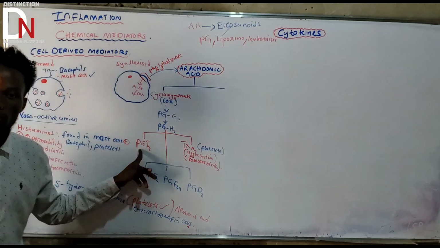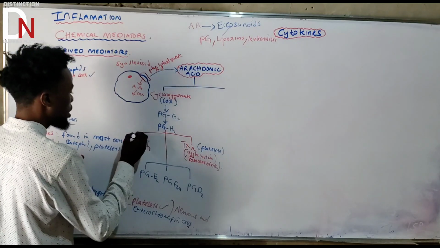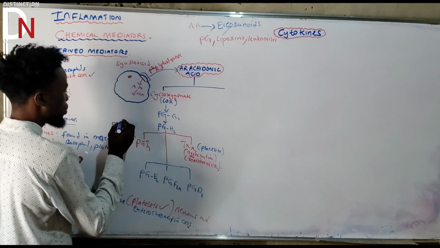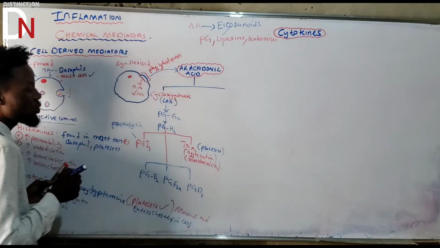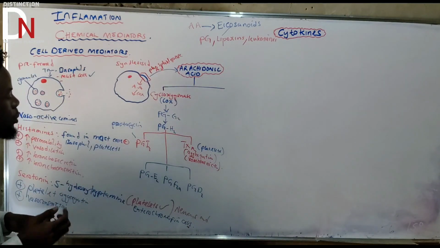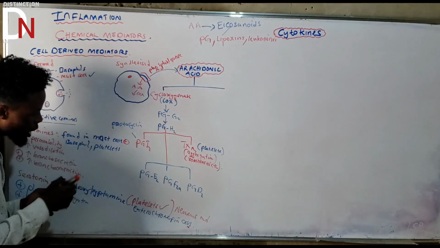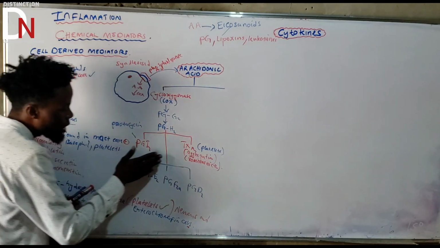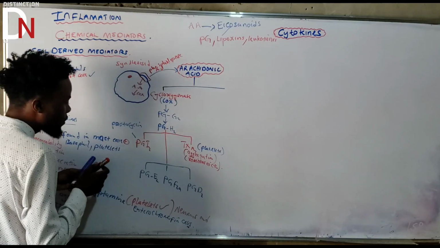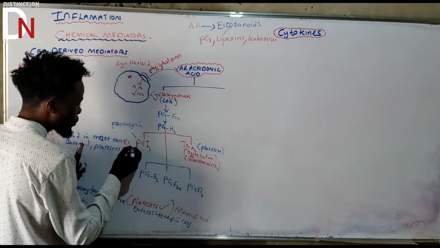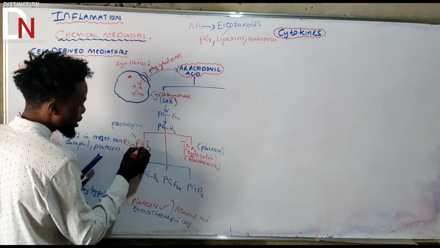Prostaglandin I2, which is also called what? Prostacyclin. In case you want to know, the other term that we use is prostacyclin, also called PGI2, prostaglandin I2. Now what is the function of this? It inhibits platelet aggregation.